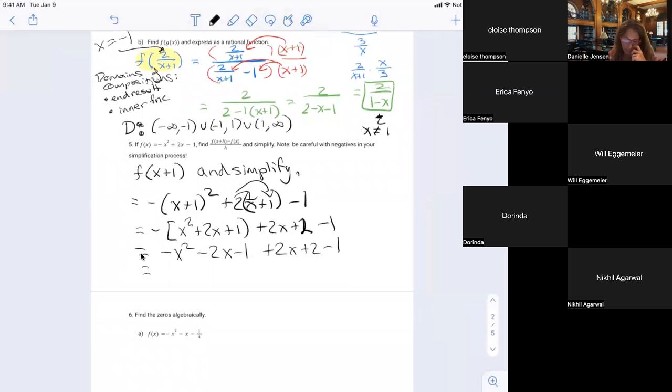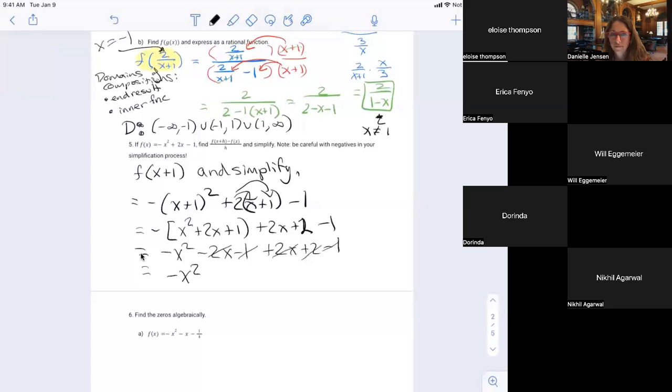And seeing what this simplifies to, what are we getting? Negative x squared. And yeah, very nicely, those numbers canceled and the negative 2x and the plus 2x canceled. So that actually worked out quite nicely. Did other people get that?